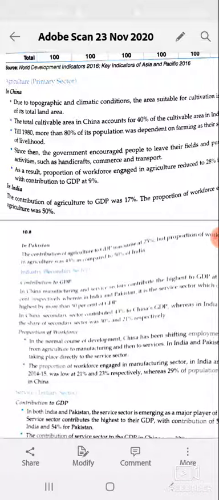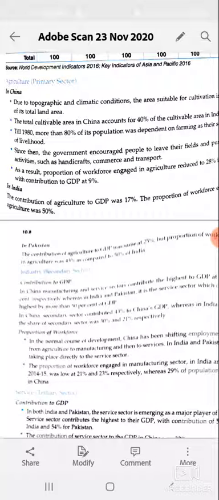Industrial sector, let us say, contribution to GDP. In China, the manufacturing and service sectors contribute the highest to GDP, that is 43% and 48%, whereas in India and Pakistan, it is the service sector which contributes the highest. I have told you, 50% of the GDP. In China, the secondary and tertiary sectors contribute 43% and 48%. These were the conclusions.